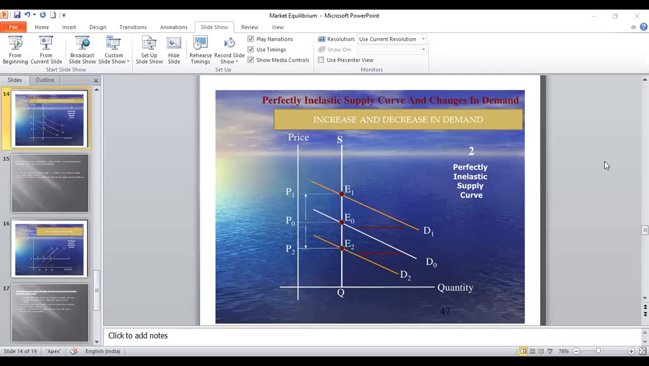Now, coming to the next topic of the chapter. In the previous sections, we have seen how the demand is increasing and decreasing and how the supply is increasing and decreasing. Now, we are going to look into the topics where the demand and supply are perfectly elastic and inelastic, and what happens to the price and the quantity in those particular situations.